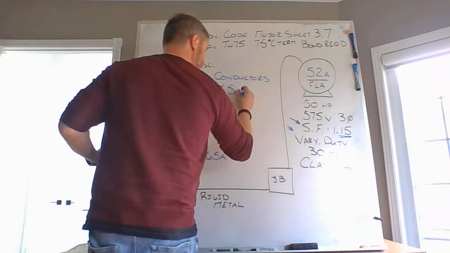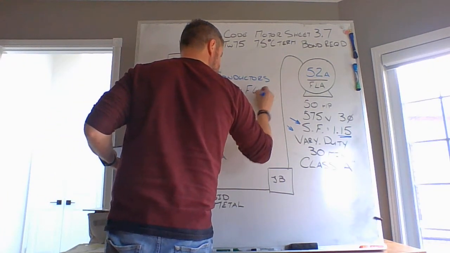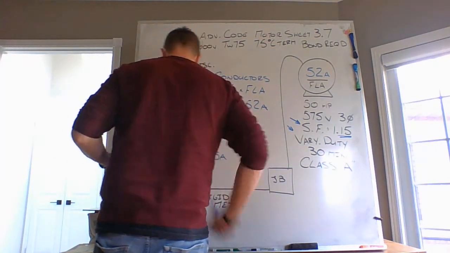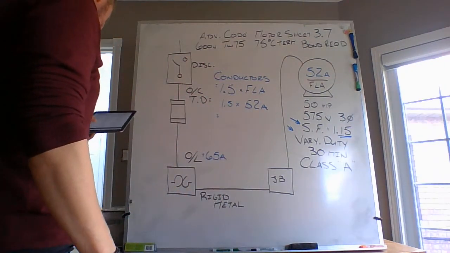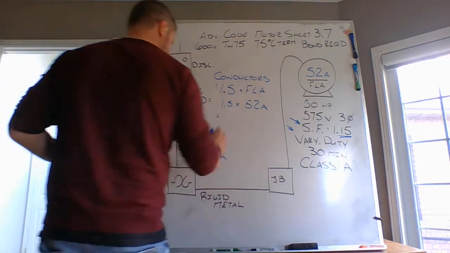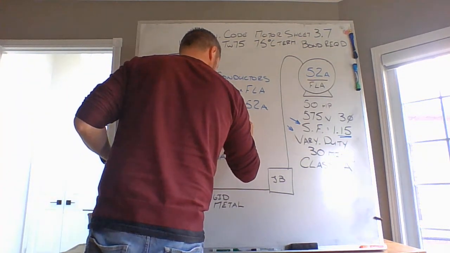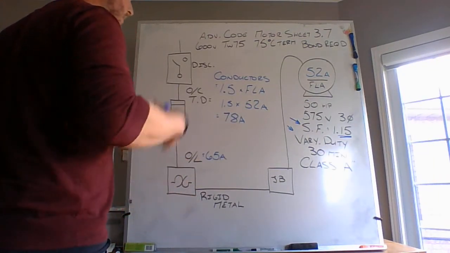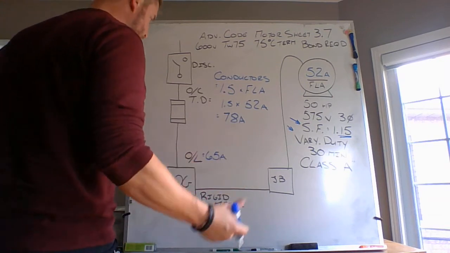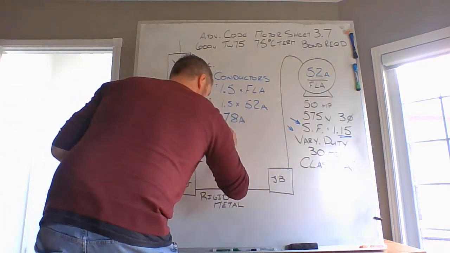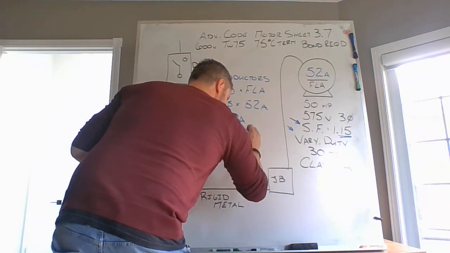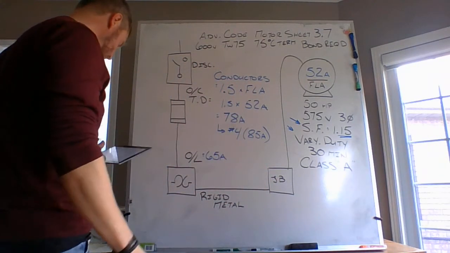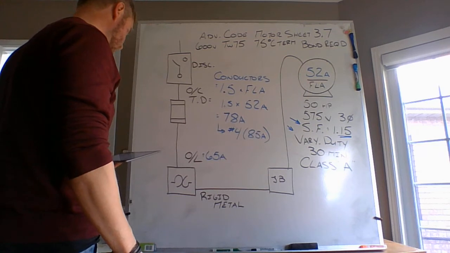So I take my 1.5 and I multiply that by my FLA. So that's 1.5 times 52 amps, giving me a minimum wire ampacity of 78 amps. Three-phase motor, take that value, go to table 2. At that point in time, I'm installing a number 4, good for 85 amps. Fair enough?